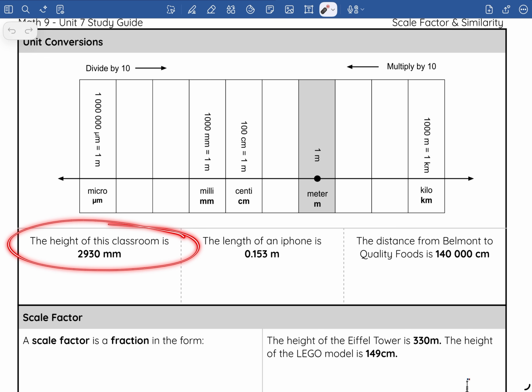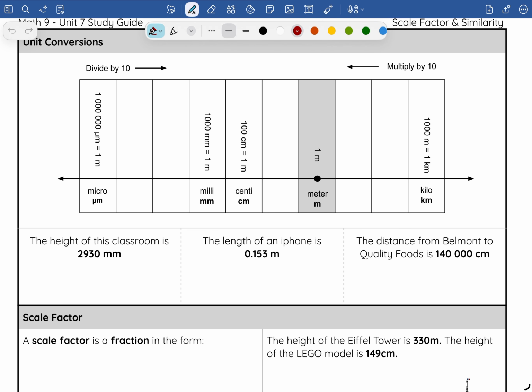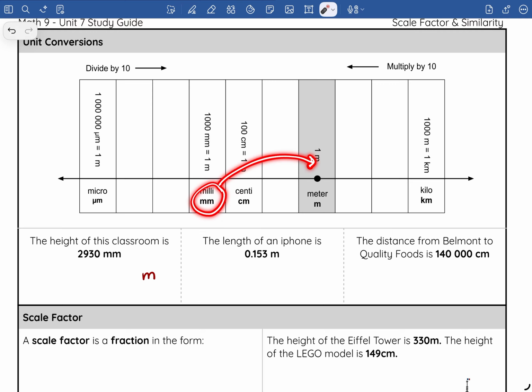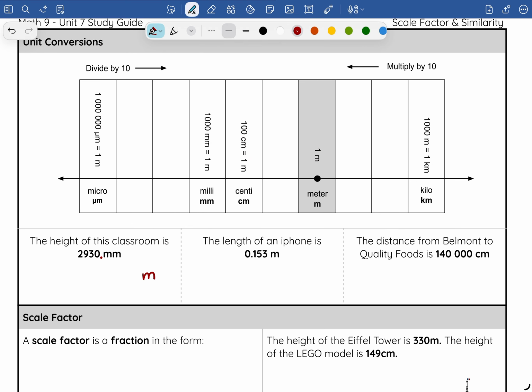So if we have the height of the classroom being in millimeters, what would be an actual appropriate way to measure the height of this classroom? Meters, for sure. So we want to think, okay, what would this be in meters? And so if we're going from millimeters to meters, that means we're going to take 3 steps to the right, where every step to the right is dividing by 10, which means we're really thinking that the decimal place starts at the end of the number. And for every step that we're dividing, we're moving that decimal place 3 steps to the left.